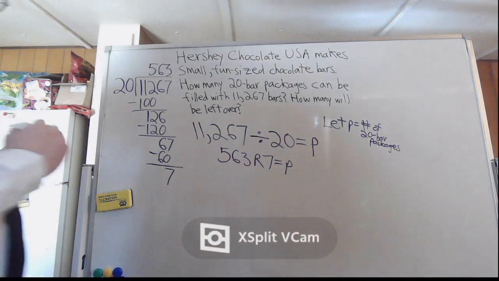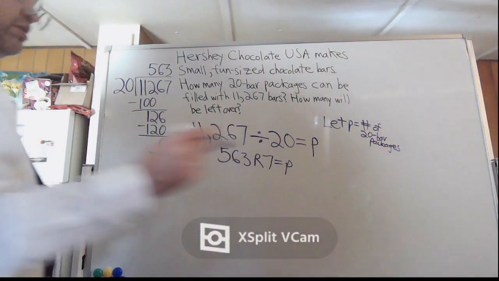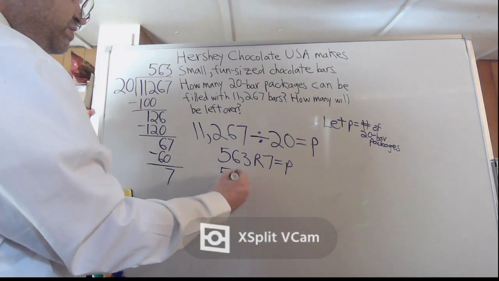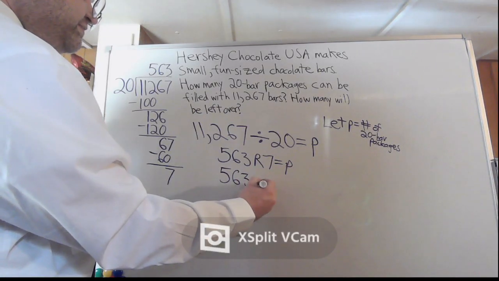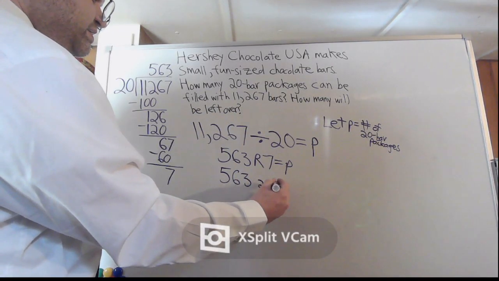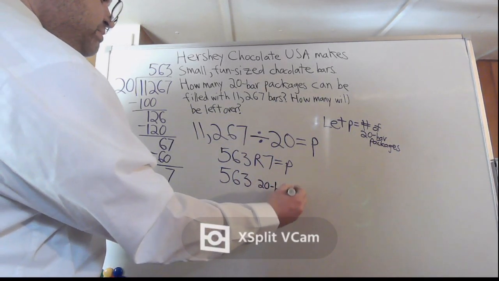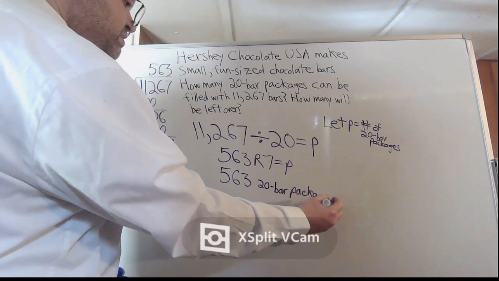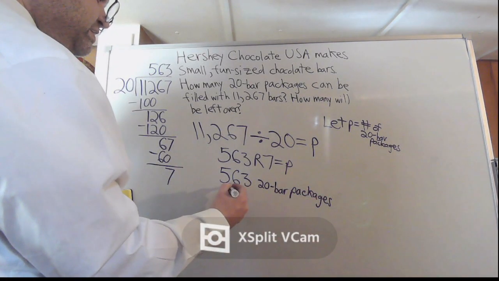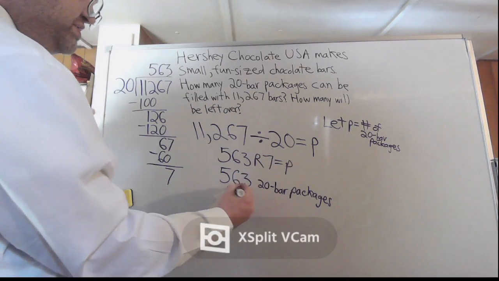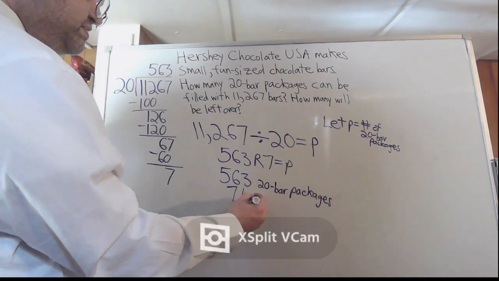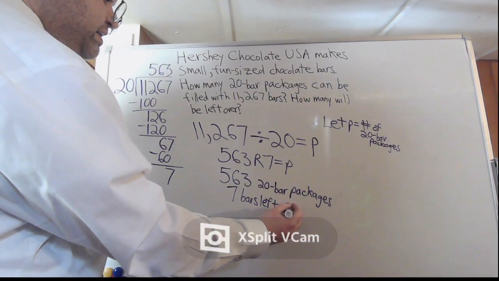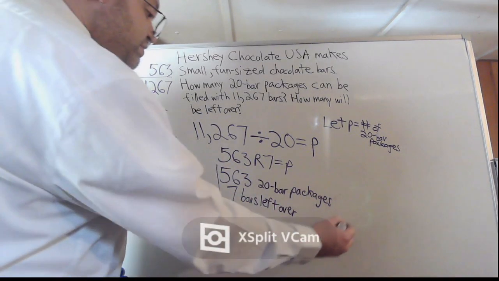Which P, again, we said let it equal the number of 20-bar packages. So you'll have 563 whole 20-bar packages. And then you'll have a remainder of 7, so that'll be 7 bars left over. And that is your final answer.